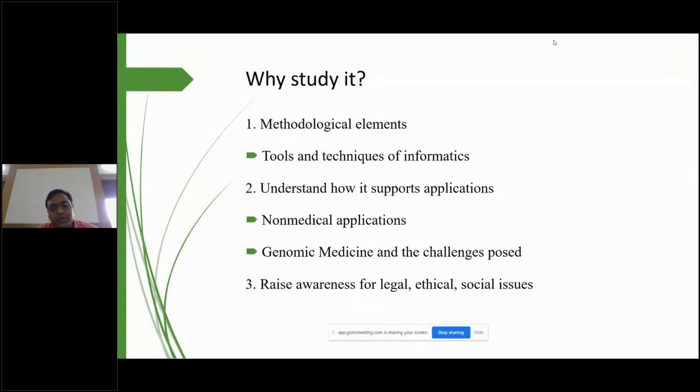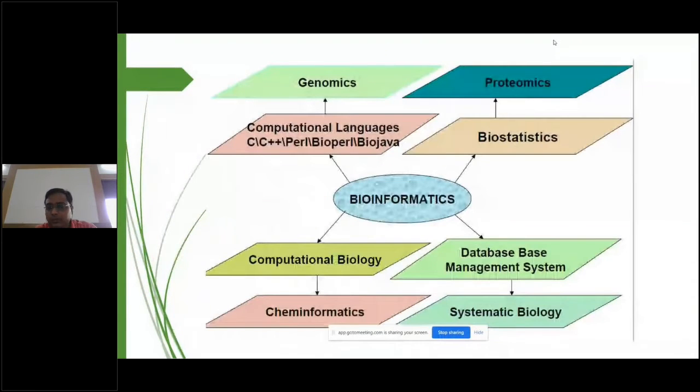It is helpful to raise awareness of the legal, ethical, and social issues in society and in other academic and research-related arenas. It is related with various disciplines such as biostatistics, computer languages like C, C++, Java, etc., then database management systems and computational biology. These are all related to one another.